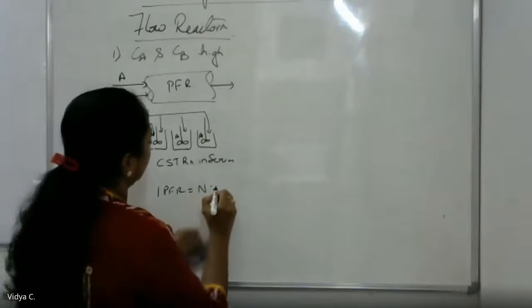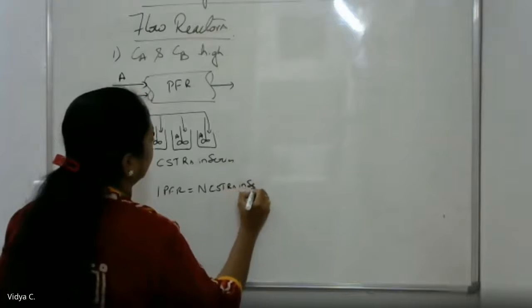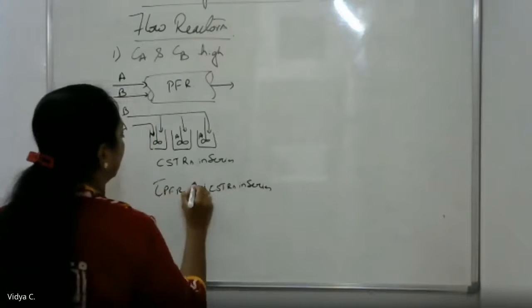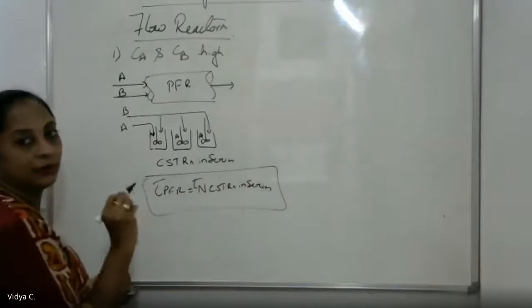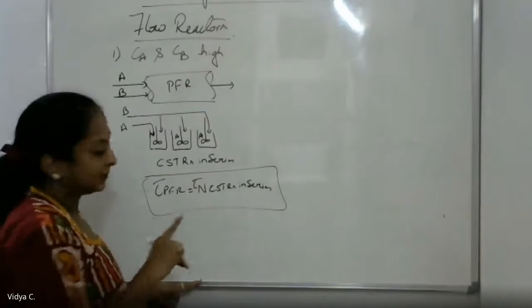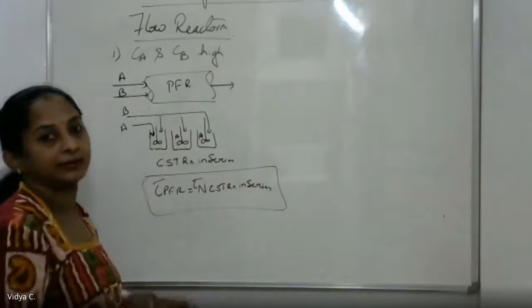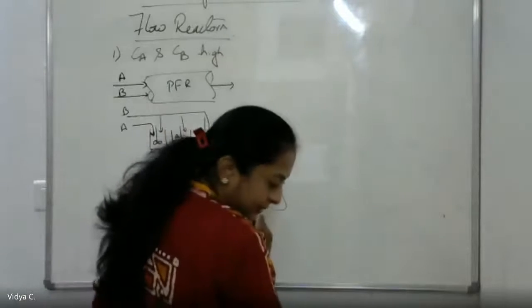Tau for PFR is equal to tau for n CSTRs in series. At the end of my video, I'll show you, because this will again be a recap of multiple reactors. Okay, next one is what is it?